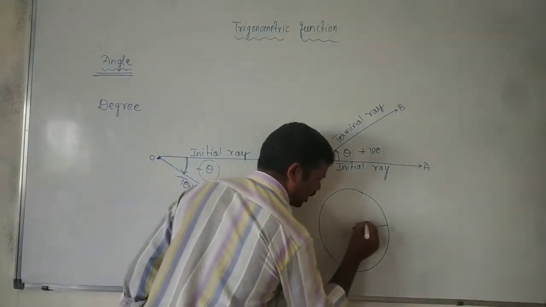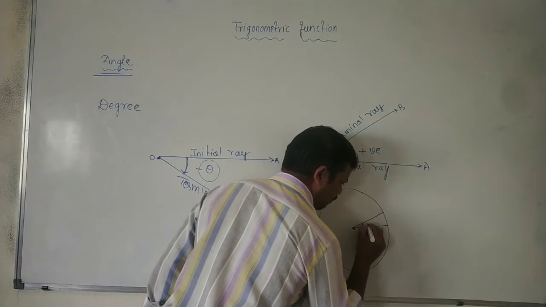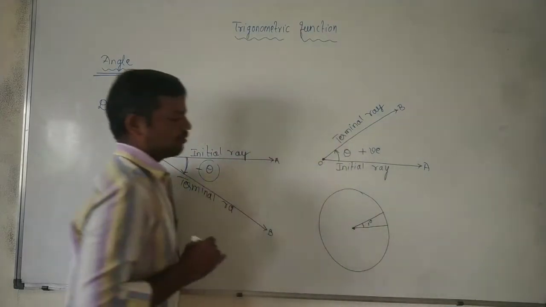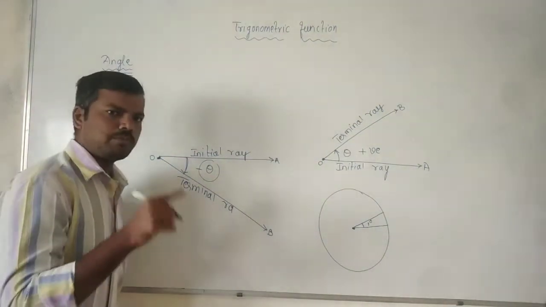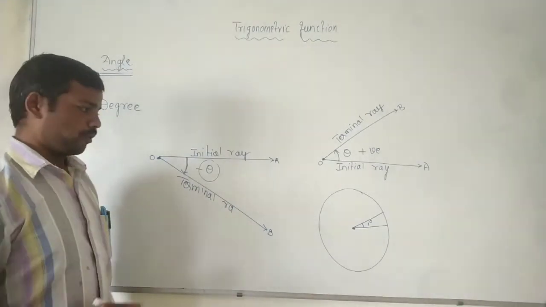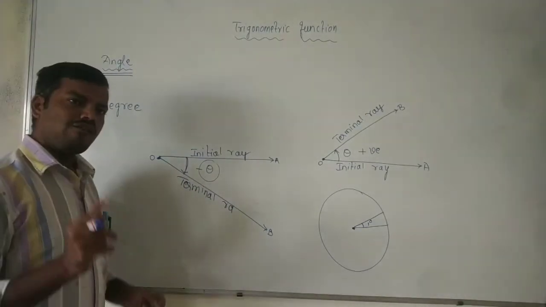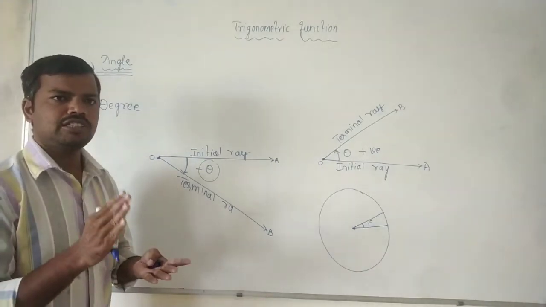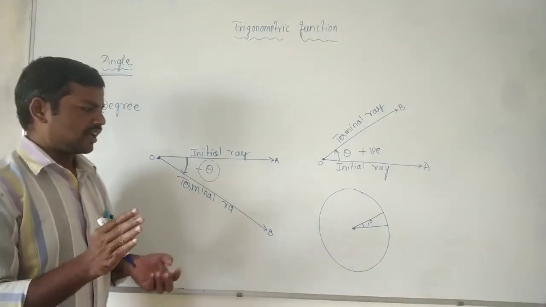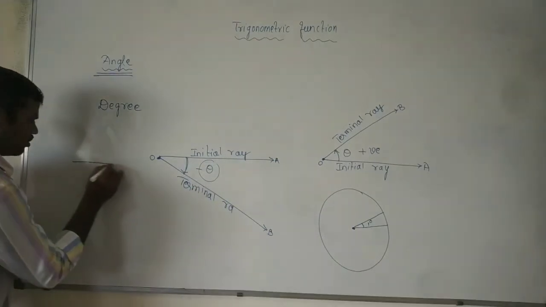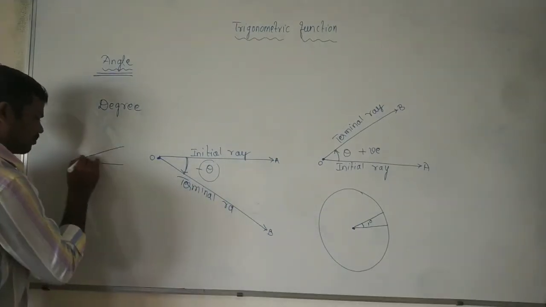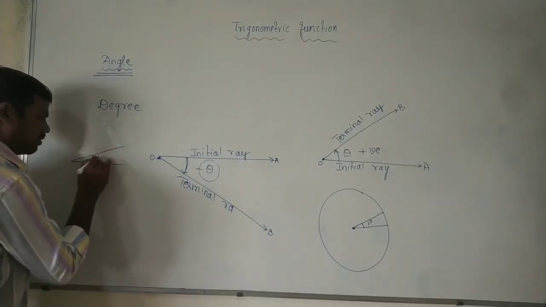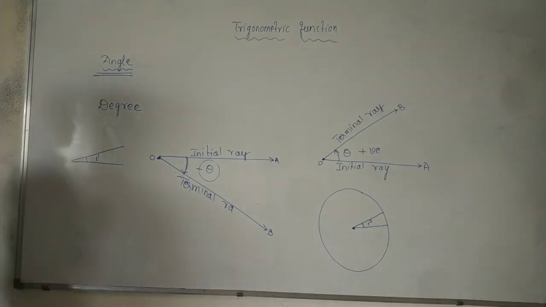In that, one part measures 1 degree. That 1 degree, again, we have to divide into 60 equal parts. One part out of those 60 equal parts measures 1 minute.